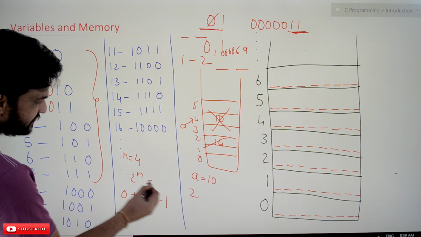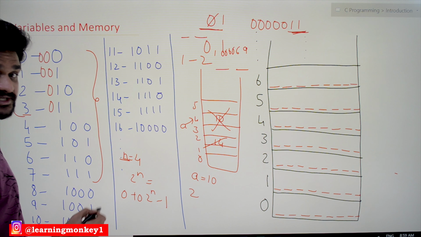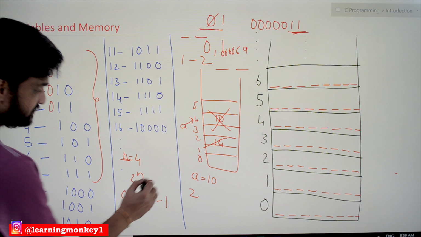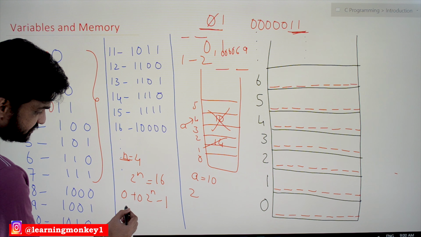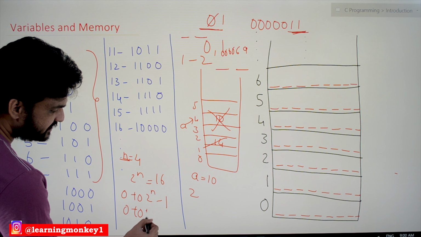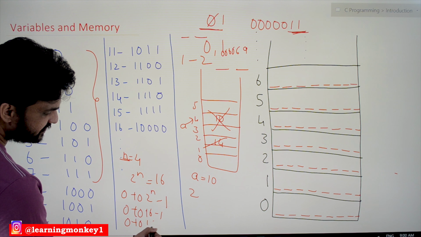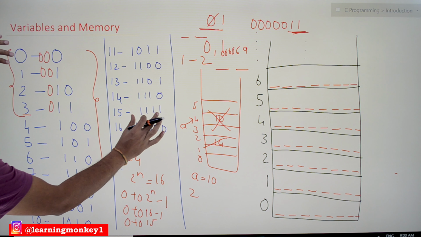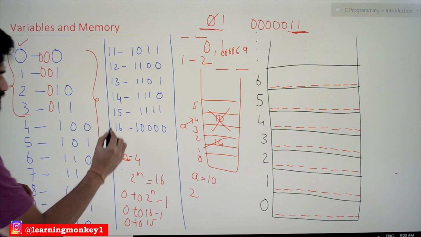So what is 2 power n? Here the value of n is 4, so 2 power 4. 2 2's are 4, 4 2's are 8, 8 2's are 16. 16 decimal numbers can be represented. And the range of those numbers is from 0 to 2 power n minus 1, which is 16 minus 1, so it is 0 to 15. So with 4 bits, the decimal numbers that can be represented are from 0 to 15.